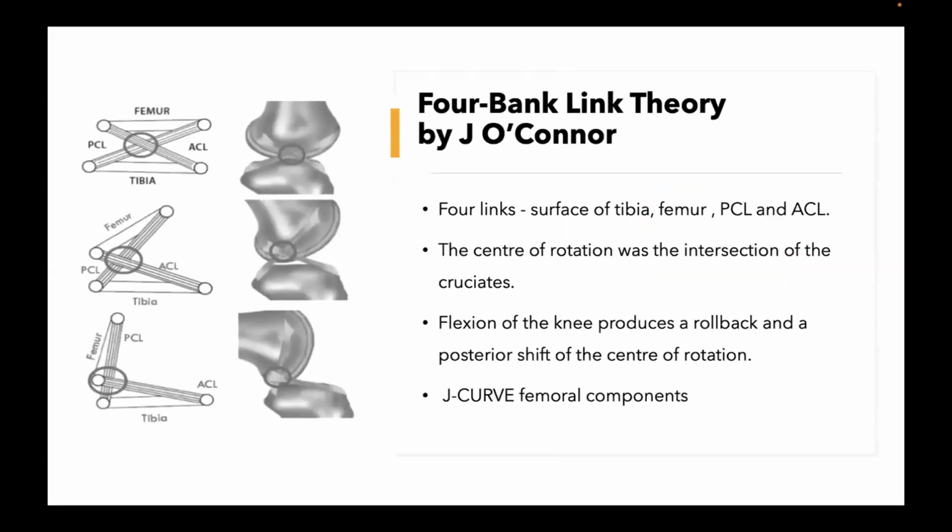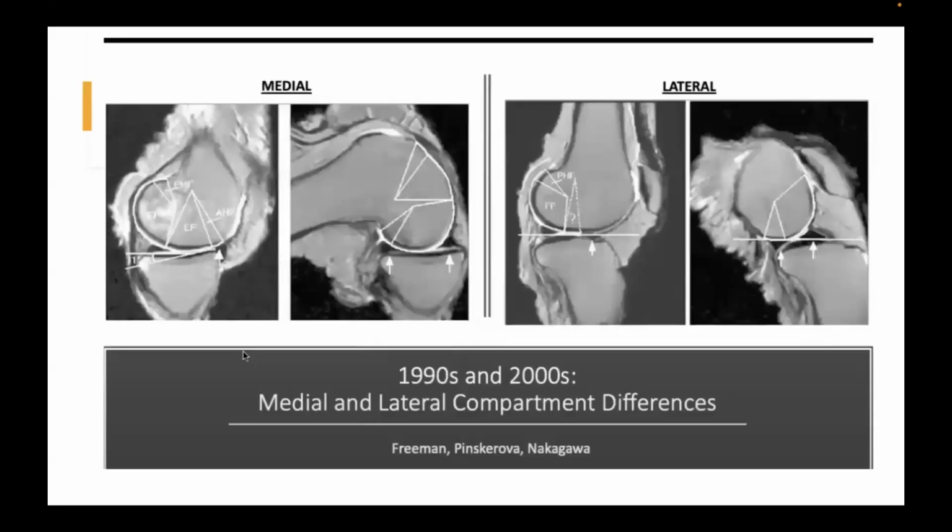The initial TKR implants in the late 70s and early 80s were based on the four-bar link theory by J. O'Connor. As per this theory, there are four links: the surface of the tibia, the surface of the femur, the PCL, and the ACL. The center of rotation was the intersection of the cruciates. So the flexion of the knee produced a rollback and posterior shift of the center of rotation from extension. These are generally J-curve femoral components.